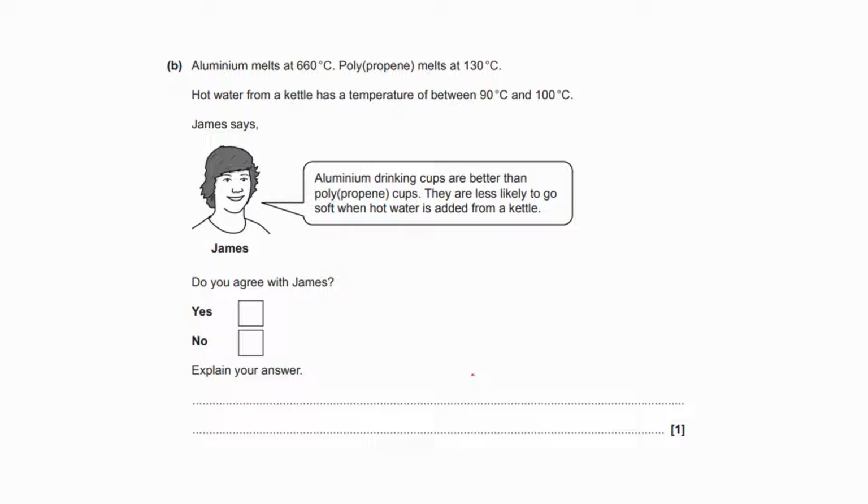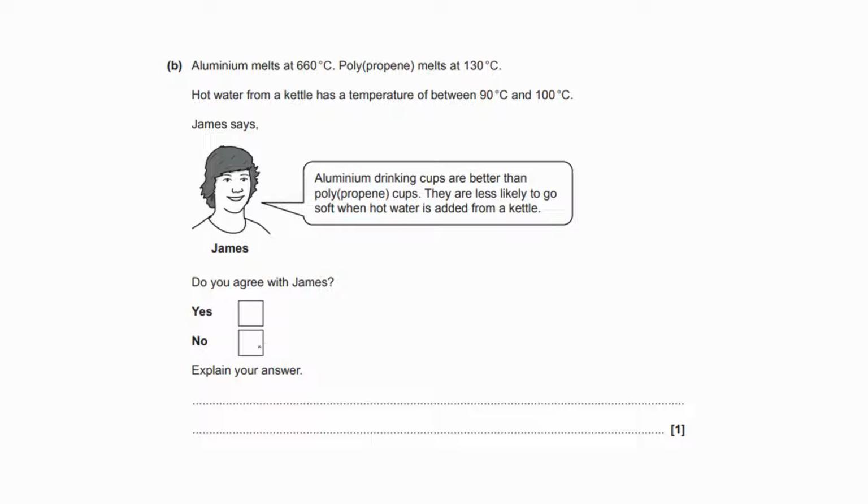Part B: aluminium melts at 660 degrees Celsius, polypropylene melts at 130 degrees Celsius. Hot water from a kettle has a temperature of between 90 degrees Celsius and 100 degrees Celsius. James says aluminium drinking cups are better than polypropylene cups. They are less likely to go soft when hot water is added from a kettle. Do you agree with James? Yes or no? Explain your answer.